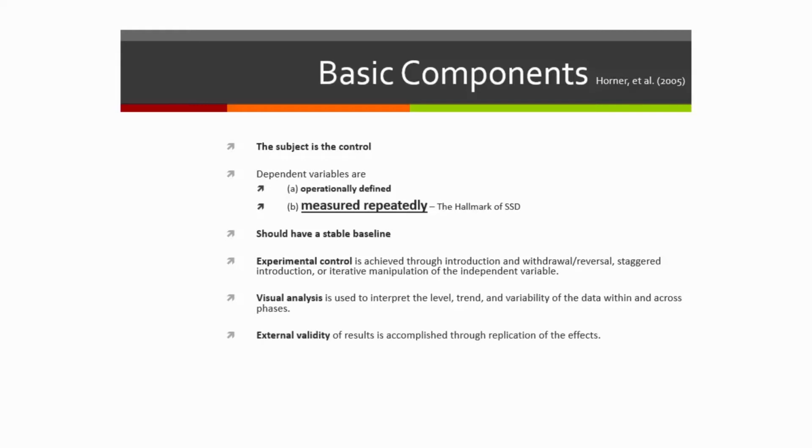External validity is accomplished through replication of effects, so we're able to repeat and repeat and repeat and see the same things and then statistically derive the same information. And then there's some social validity, by documenting that interventions are functionally related to change in socially important outcomes.